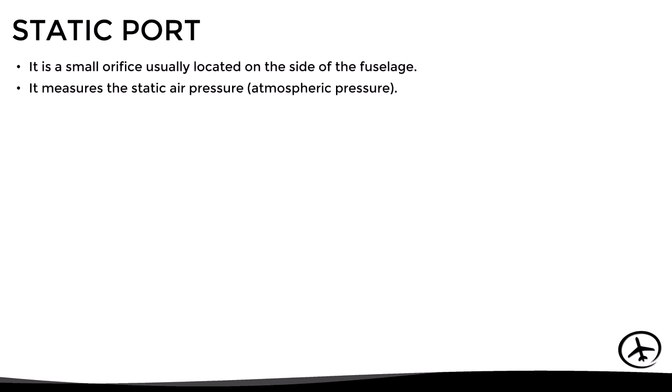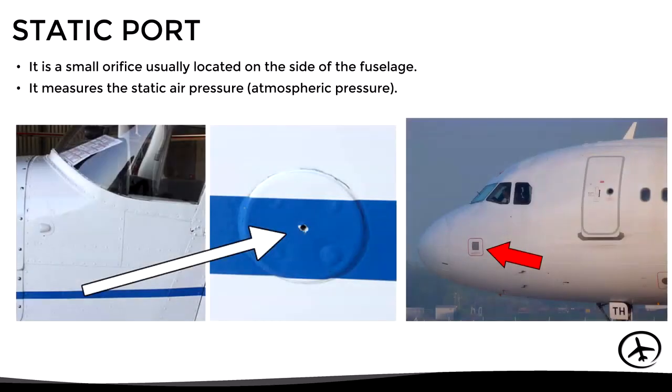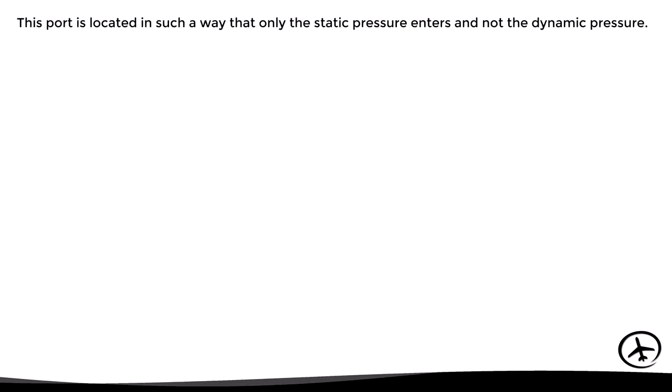This consists of a small hole normally located on the side of the fuselage, and it measures the air static pressure, or in other words, the atmospheric pressure. This static port is located in such a way that only the static pressure is allowed to enter and not the dynamic pressure. Let's see how this is achieved.